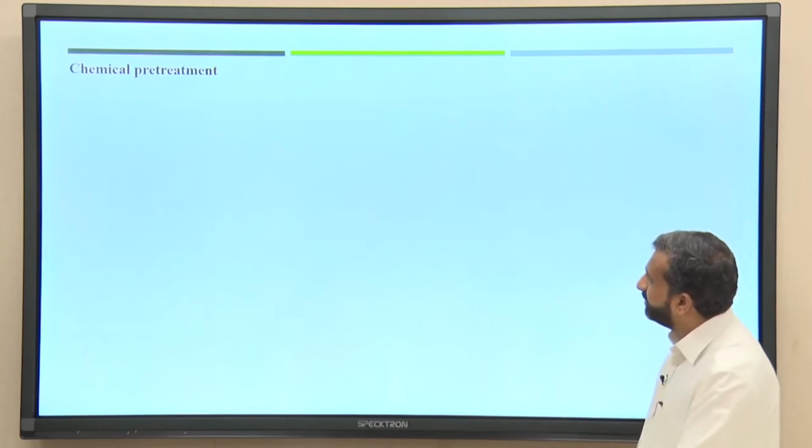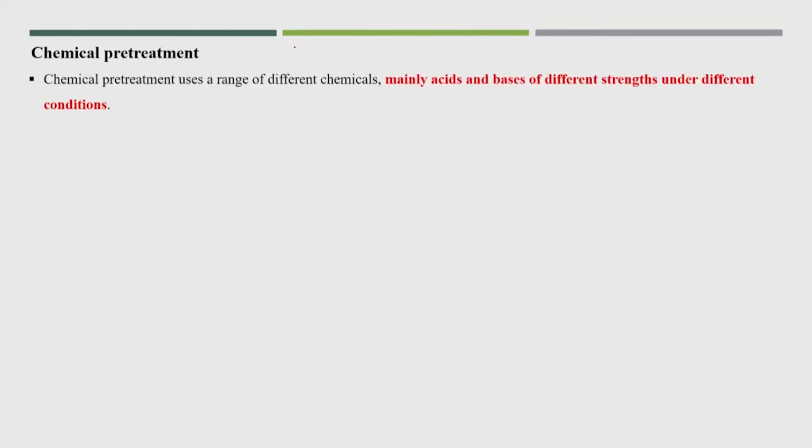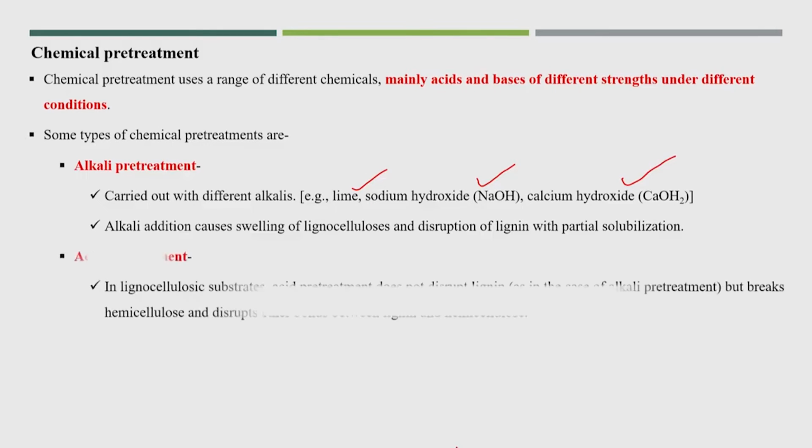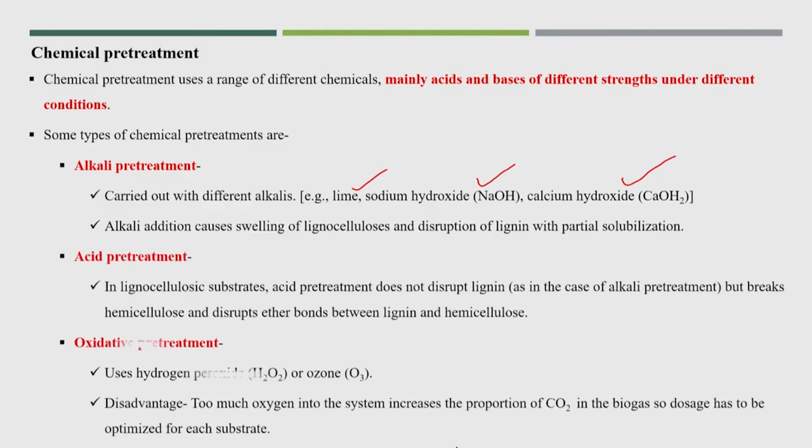Now, next is the chemical pretreatment. Chemical pretreatment uses a range of different chemicals, mainly acids and bases of different strengths under different conditions. Some types of chemical pretreatment are alkali pretreatments, where we can use lime, NaOH, calcium hydroxide. By addition of these chemicals, we can have the pretreatment process. In acid pretreatment we can use different acids for the degradation process, and some oxidative pretreatments are also possible by adding hydrogen peroxide, even ozone.